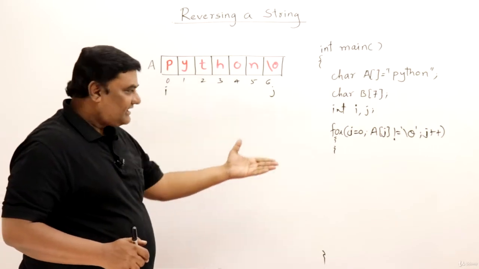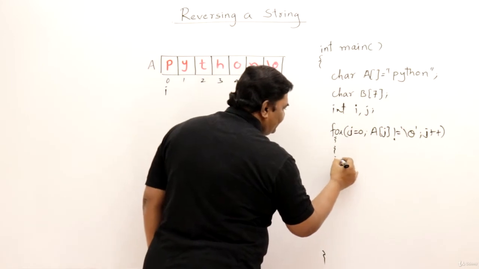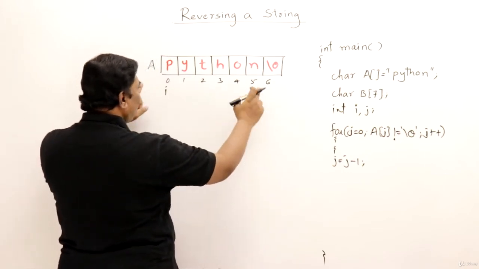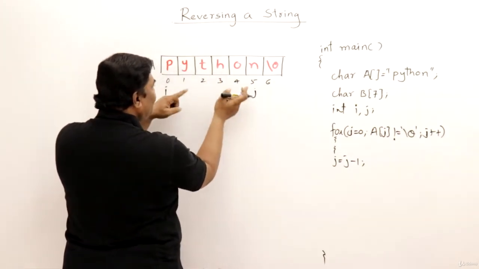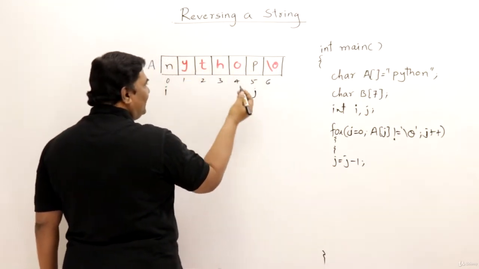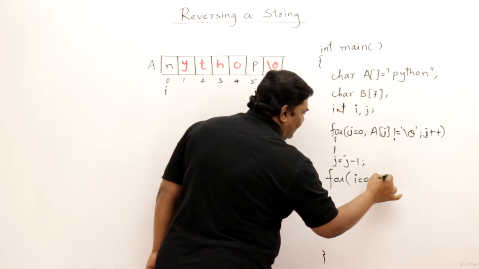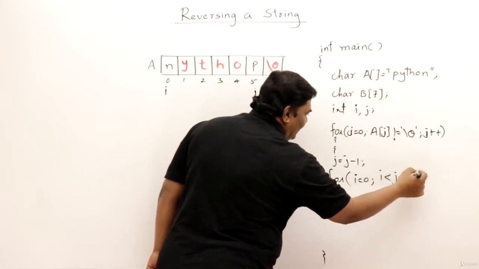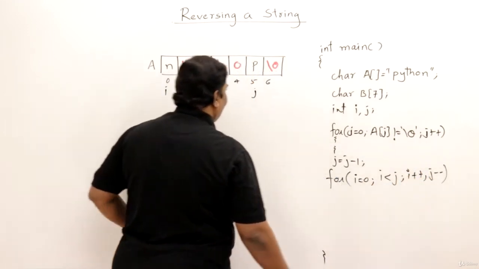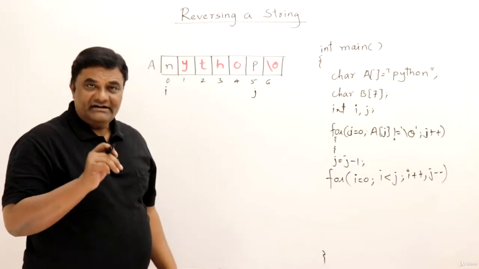So let us write the code for that. J should start from one step less, so let us decrement J: J assign J minus 1. Now J is here. Using a for loop, we can make them move and copy the element. Let us say n comes here and p goes there. So we have to swap the alphabets. This can be done in a for loop. For I starts from 0, as long as I is less than J, I plus plus and J minus minus. So we have to increment I and decrement J, and each time, interchange the characters from there.